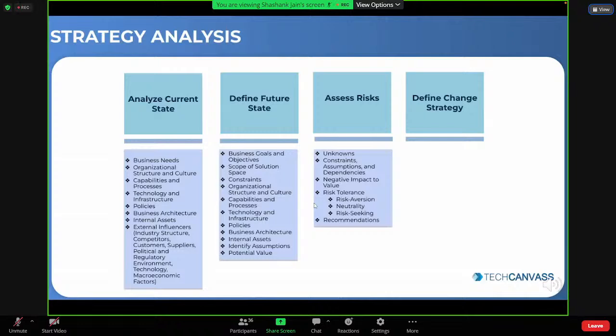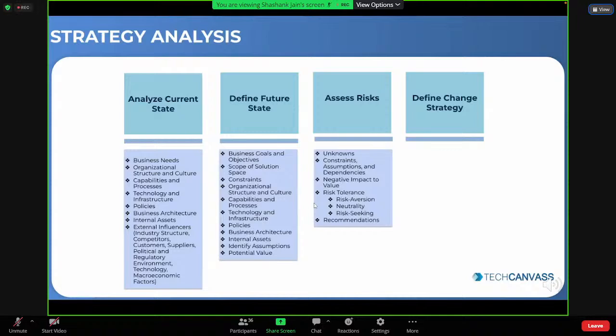Another one is being neutral to it, which is like, yes, some level of risk is acceptable and we would have some alternative or course of action so that there is no loss for the business. Another risk tolerance is risk seeking. Sometimes there is a willingness to accept the risk because there is an expectation of higher returns, or higher potential value. That's risk seeking.